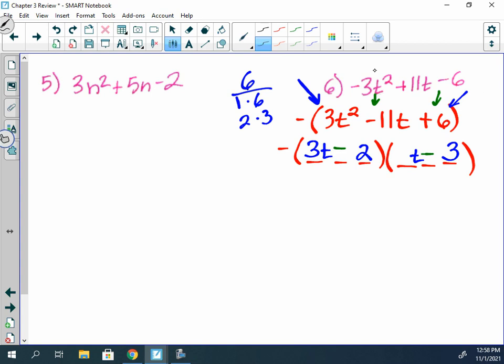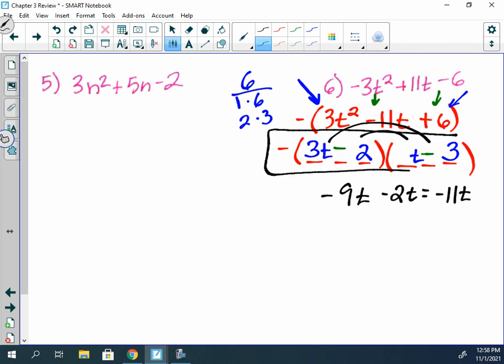And if we check this here, 3t times -3 would be -9t. -2 times t would be -2t, which gives us -11t. And that's exactly what we wanted, so those are the correct factors.